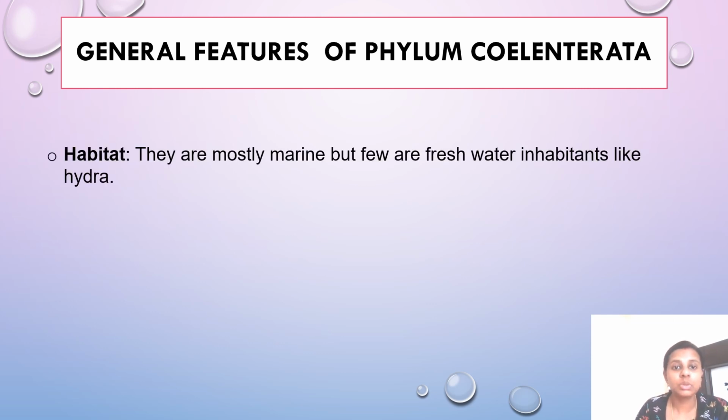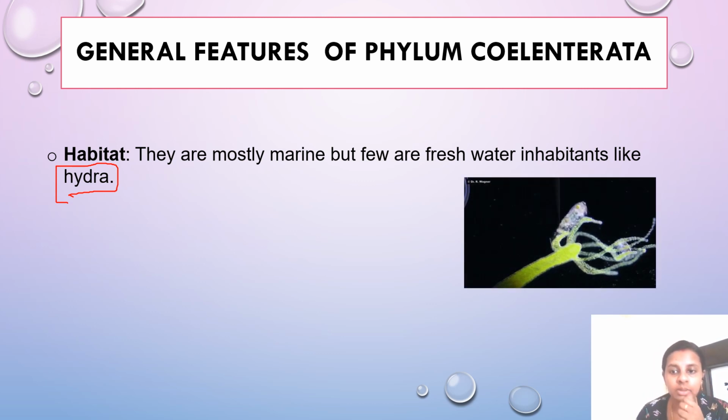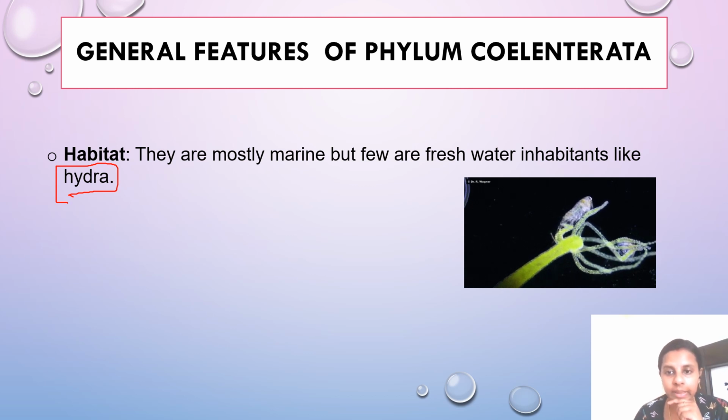One by one. So the habitat: they are mostly marine but a few are freshwater inhabitants, just like Hydra. As we all know, Hydra are freshwater cnidarians or coelenterates. So how will the Hydra look? This is what Hydra looks like.